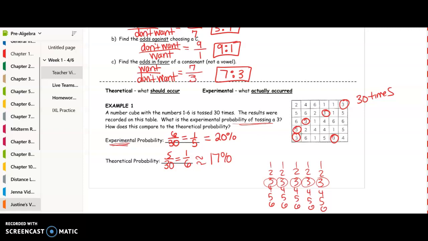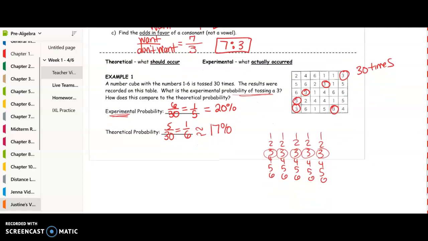Okay, so it says how does this compare to the theoretical? The experimental probability is greater than the theoretical here.